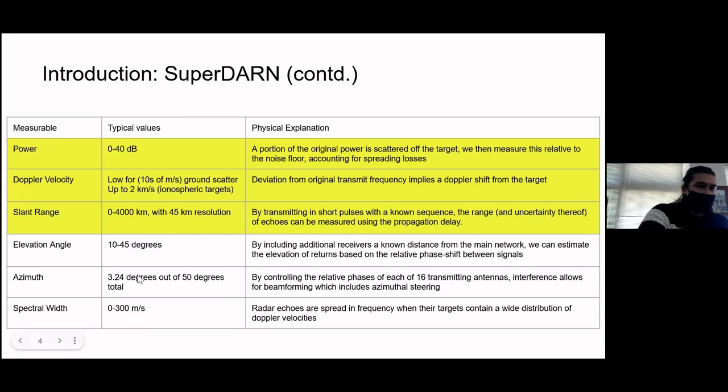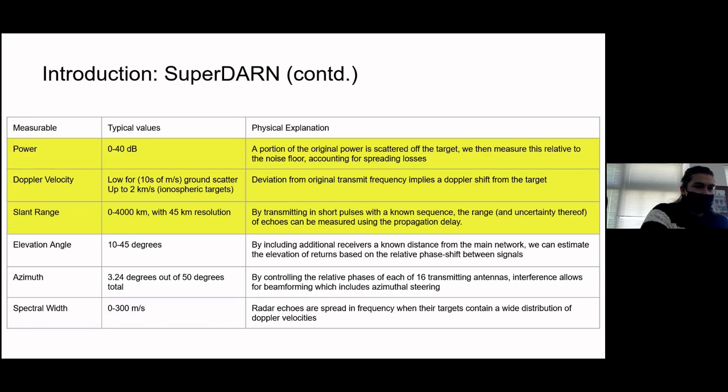And then azimuth. I mentioned it's a phased array system, so you can electronically steer the beam because of interference between all the beams. If you impart a constant additional phase shift on each successive beam, you steer the beam; you can do beamforming. So the beam is a lot narrower than if you had just one beam, for example. So yeah, you can steer the beam to about 3.24 degrees steps out of a total of 50 degrees in azimuth.